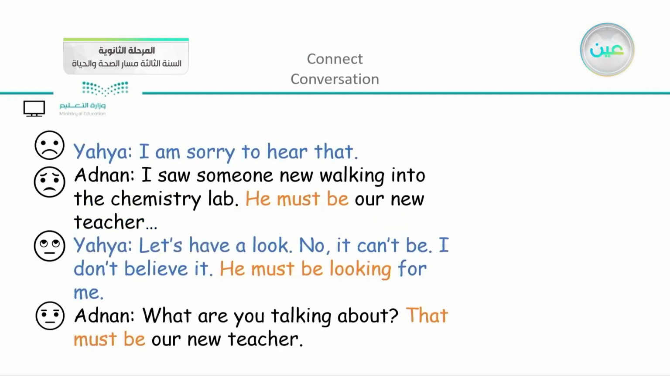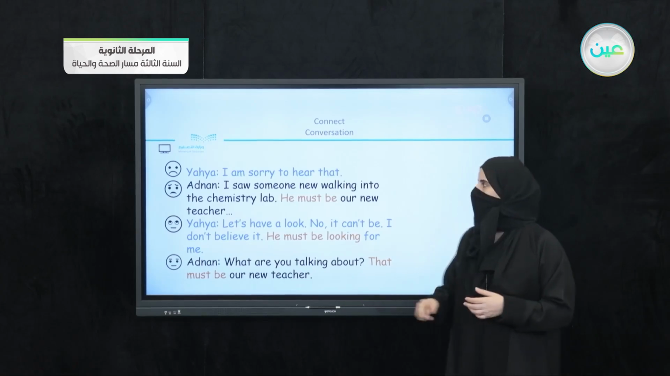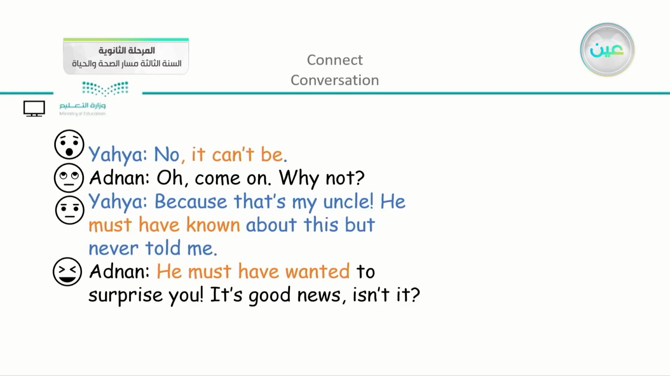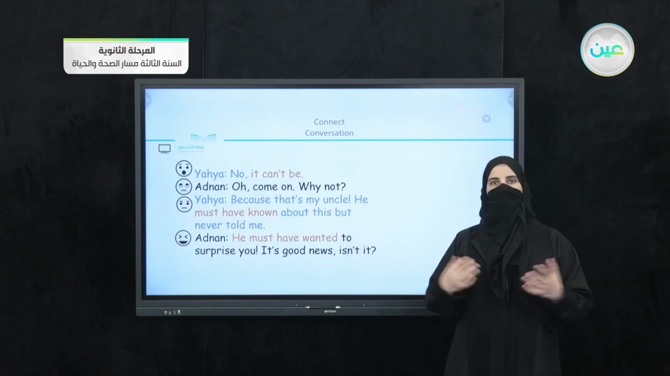We have here also, he must be our new teacher. He must be looking for me. That must be our teacher. So these are also different phrases within the conversation that they used, as you can see, lots of phrases that have deduction within them. No, it can't be. He must have known about this, and he must have wanted. So you can see that these modals are used with different verbs to convey different meanings.